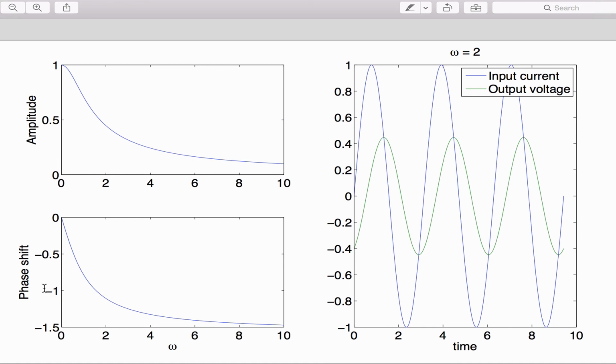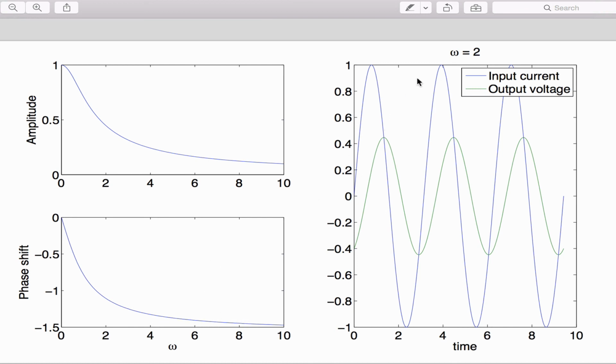Okay, the same thing with the phase shift. What's happening here? The delay. If omega is very small, I've got 0 delay, so the oscillation is a very slow frequency. And there's very little delay, and that's because the voltage can track the input current very, very successfully. But you see that there's a bigger and bigger delay, up to about 1.5 radians, as we go to higher and higher frequencies.